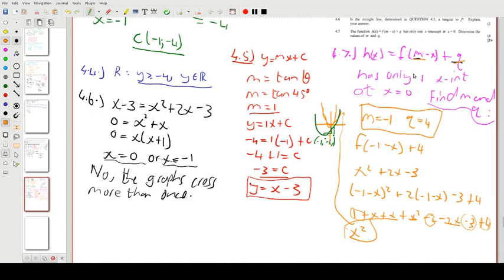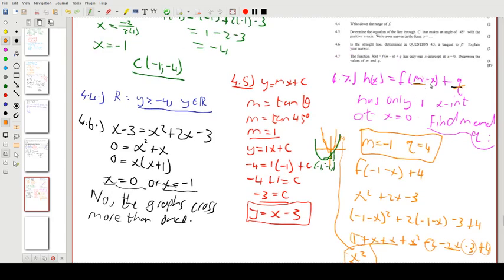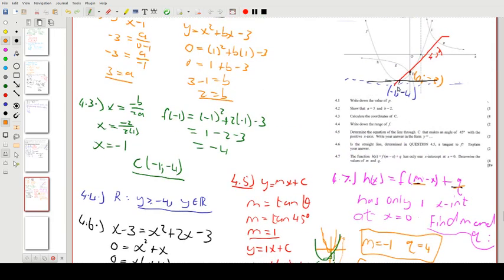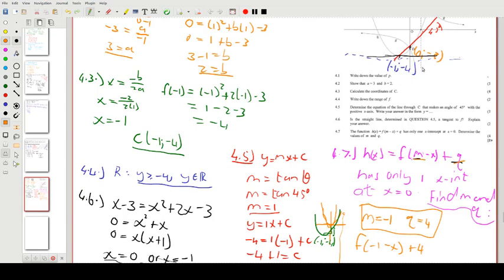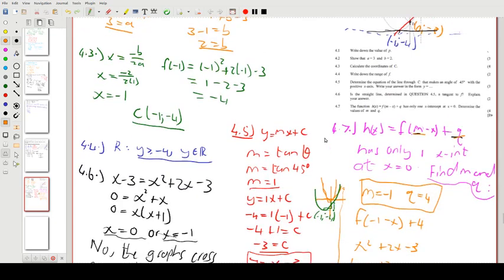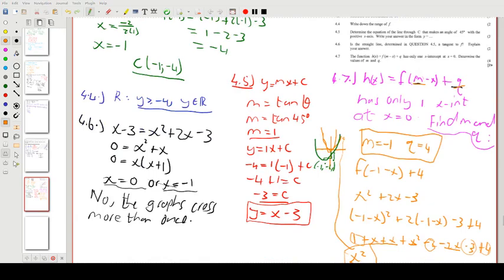So the m, the thing with the x, is how much we shifted left or right, and the q is shifting it up or down. We wanted the turning point to go from -1, -4 to 0, 0. So we have to make m -1 to shift 1 to the right, and q 4 to shift 4 upwards. And there we have it. This is question 4.